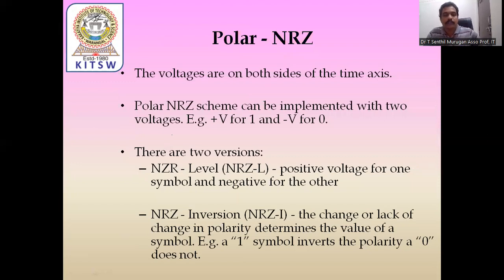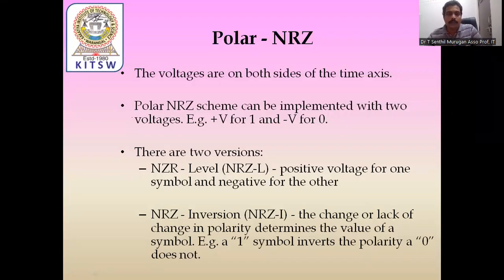Now the polar NRZ method. In this method, the voltages are on both sides of the time axis. The NRZ scheme can be implemented with two voltages: positive voltage for 1 and negative voltage for 0. There are two versions: NRZ level and NRZ inversion.